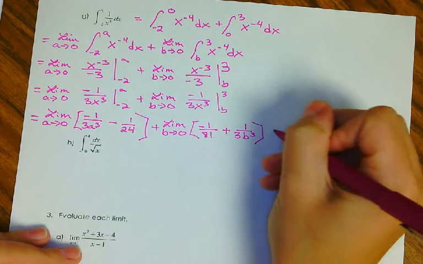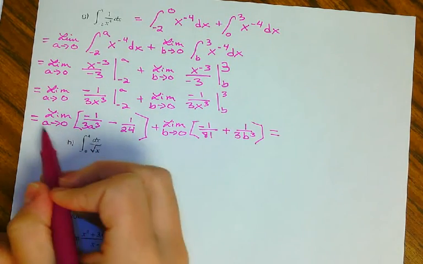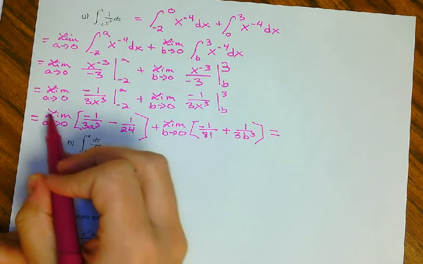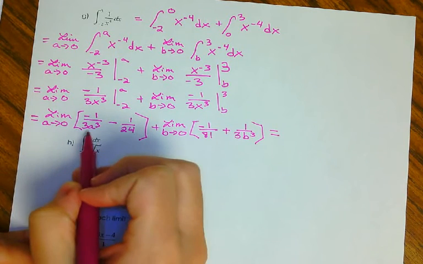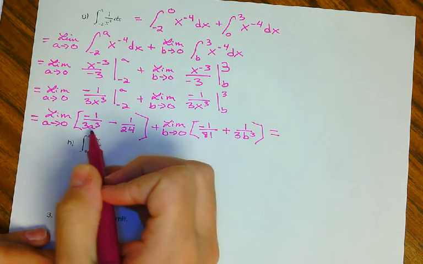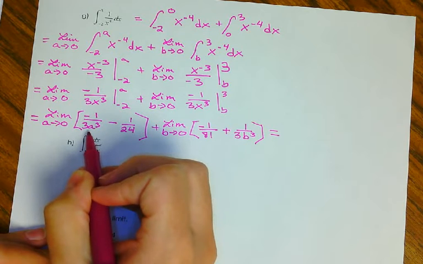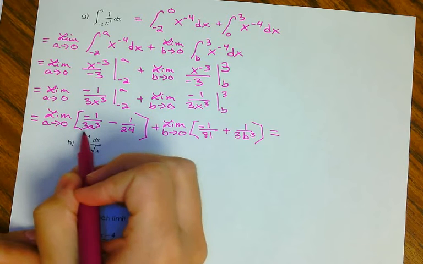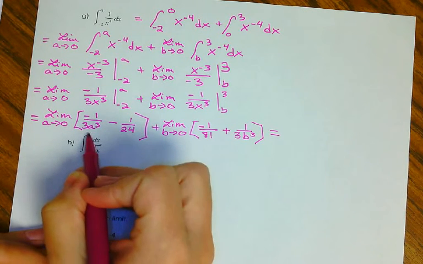Alright, now you're ready to actually evaluate your limits. So if you, quote-unquote, plug in a 0 here, you're really taking the limit as a gets really, really close to 0. So if you plug in 0.0000001 or something, it's 1 divided by something really, really tiny. This is going to approach infinity.